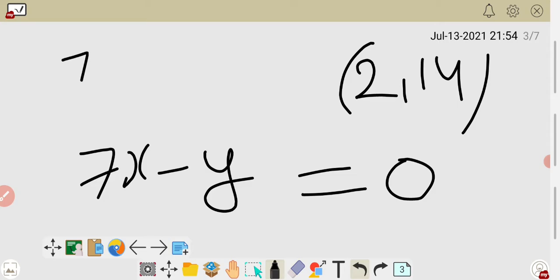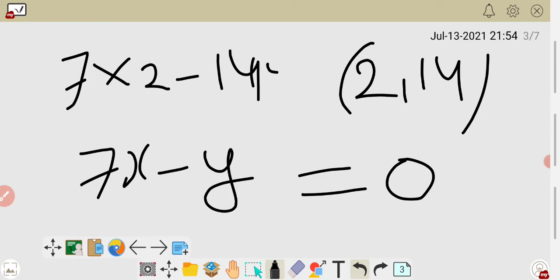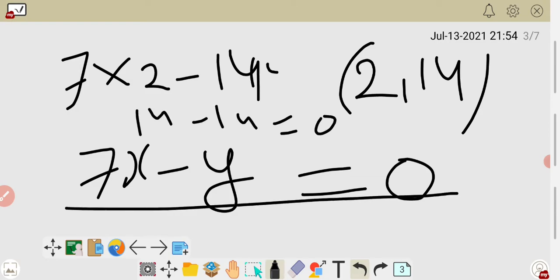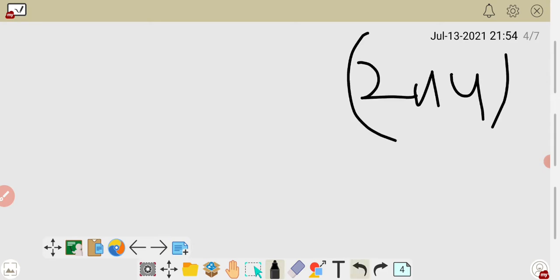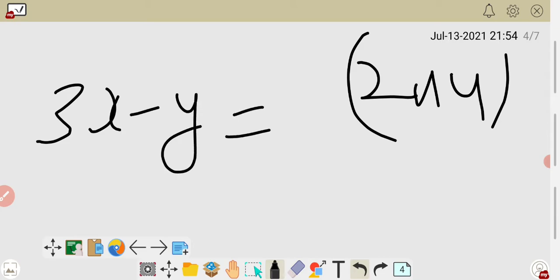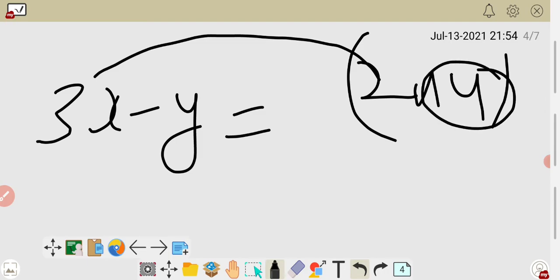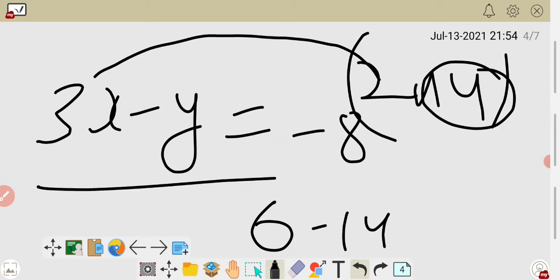Now just see, 7 into x you get 2, and then y is 14. So what will you get here, 14 minus 14 is equal to 0. So this equation also satisfies this point. If you want to write one more equation, write from your side, just write 3x minus y. So you will get 3x, that is 3 times 2, 6 here and 14 here. Then 6 minus 14, what will you get, minus 8. So minus 8 is your required answer.